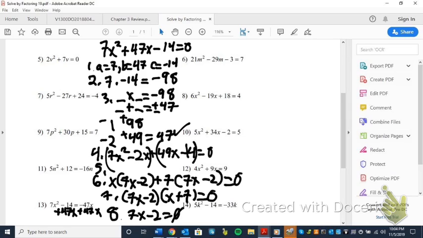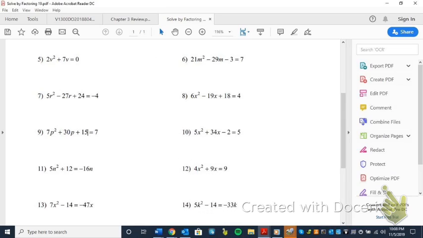7x minus 2 equals 0. x plus 7 equals 0. Solve them both. For the first one, we add 2 and then divide by 7. So we get x equals 2 sevenths. Second one, we just subtract 7. And those are our answers. Okay.